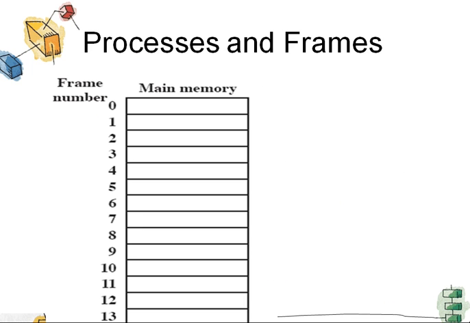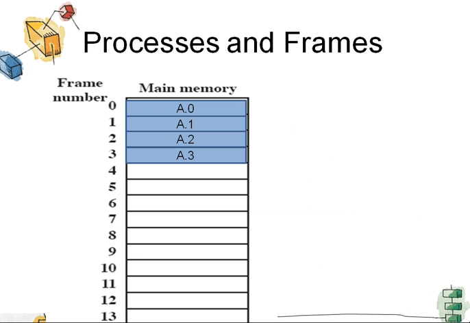Now here we have processes and frames to better understand how it works. See here we have divided the memory into number of frames, 0 to 13 you can see. Now here we have a process called A. The name of the process is A, and we have divided this process into pages. So process A is having 4 pages labeled as A0, A1, A2, A3.